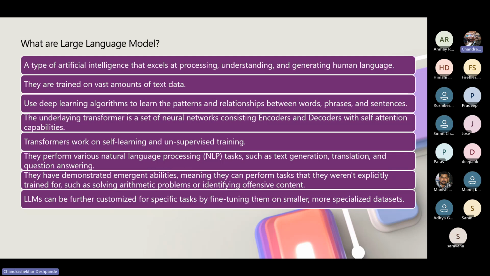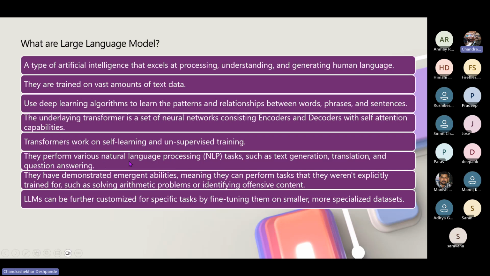Transformers work on self-learning and unsupervised training. So self-learning is there, that these transformers keep learning from whatever prompts you submit to it and the responses it generates. Its prompts and its responses keep evolving for itself, and you will see with every interaction, its responses are a bit more mature than earlier. So these models keep learning from their responses.